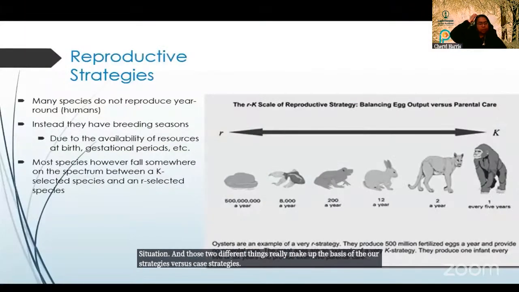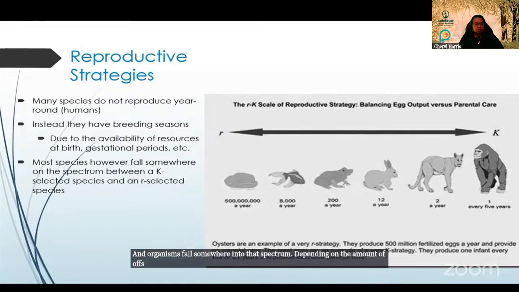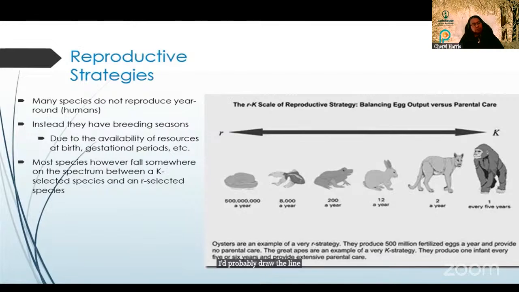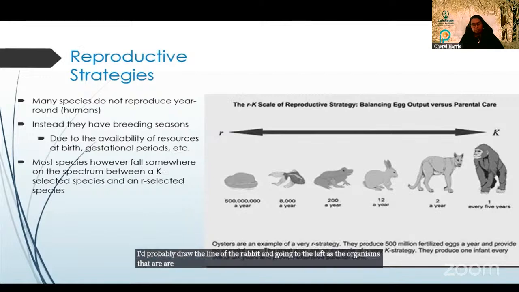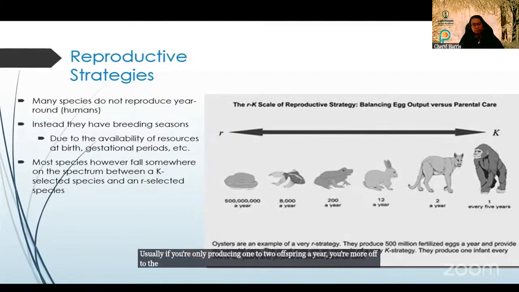In this picture here, you can see kind of the idea that this is not just one or the other, okay? It is not like you are either R strategist or you are either K strategist. It is oftentimes a spectrum, and organisms fall somewhere into that spectrum depending on the amount of offspring. Now, what I will often say is, even looking at this picture, I'd probably draw the line at the rabbit and going to the left as the organisms that are R selected, or normally we classified as R selected. Usually, if you're only producing 1 to 2 offspring a year, you're more off to the K selected side.